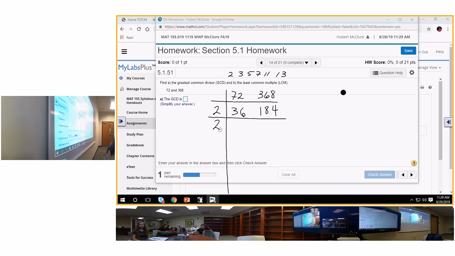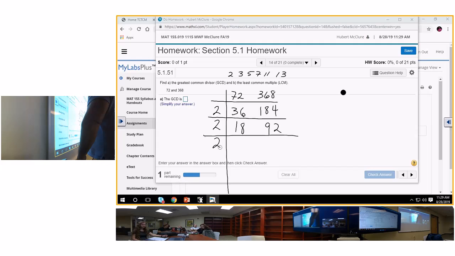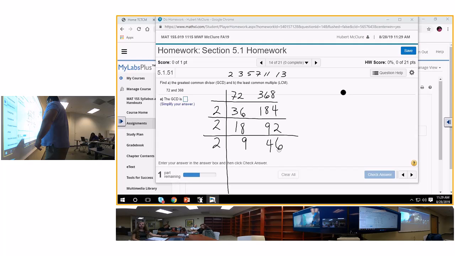So, 2 will go into 36, 18 times. 2 will go into 18, 9 times, and 4, 2 times. I can still use 2. 2 will go into 18, 9 times. 2 will go into 92. Well, 2 will go into 9, 4 times. That'll leave 1 with the 12, which is 12, 6 times.